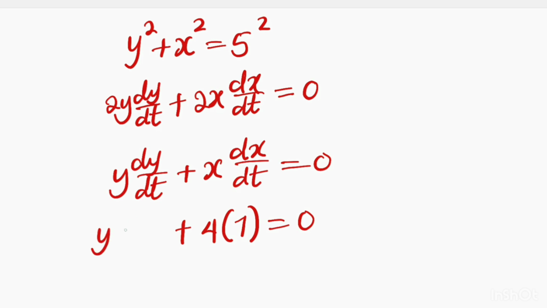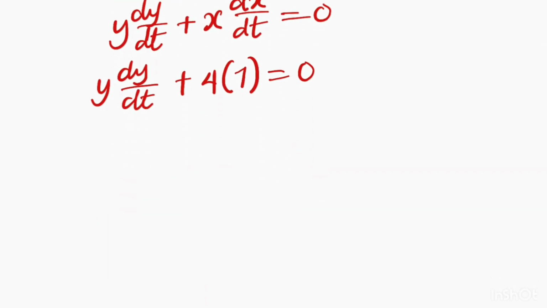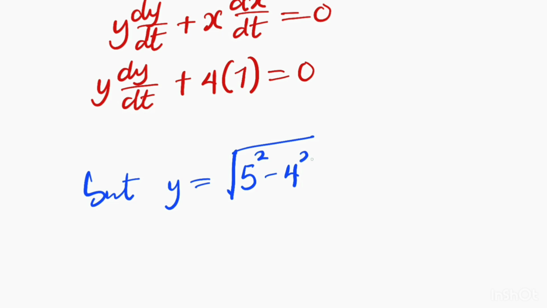We have y dy over dt. So we also need to find the value of y. How can we do that? Let's come back to our diagram. If this is 4, this is 5, what will be the value of y? We are going to take y squared equal to 5 squared minus 4 squared according to Pythagoras. So y is equal to the square root of 5 squared minus 4 squared. 5 squared is 25. 4 squared is 16. 25 minus 16 is 9. And the square root of 9 is 3. So it means that y is equal to 3.